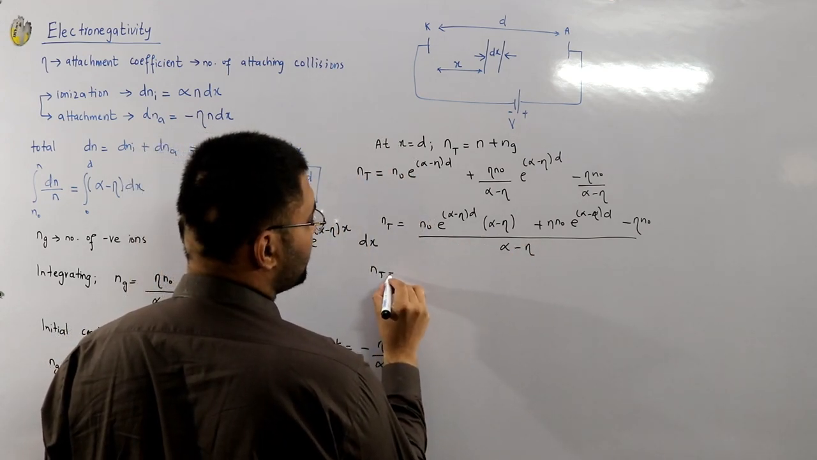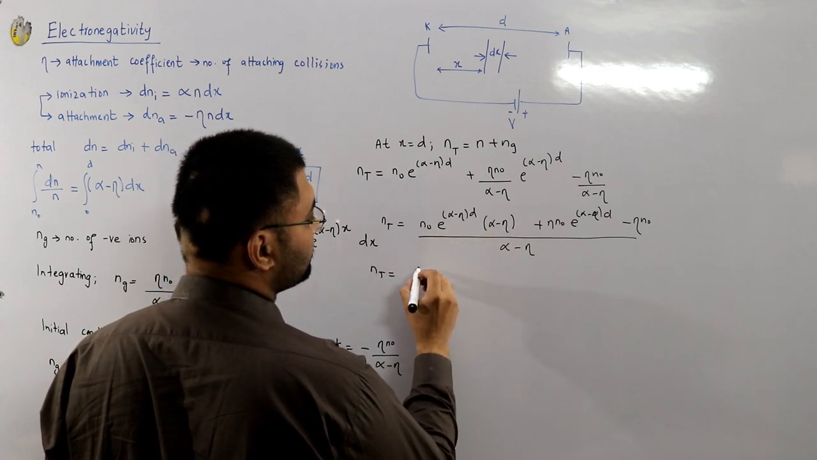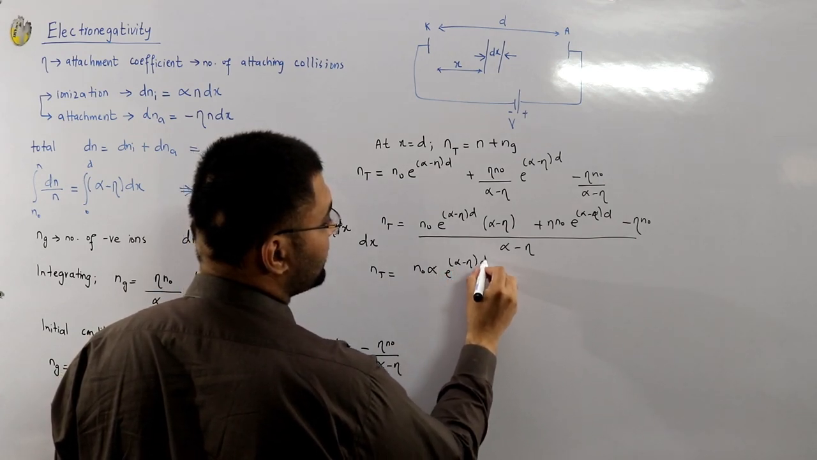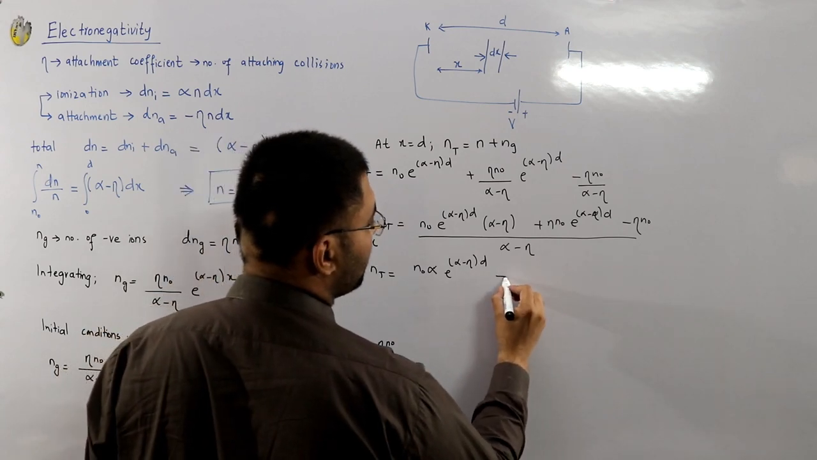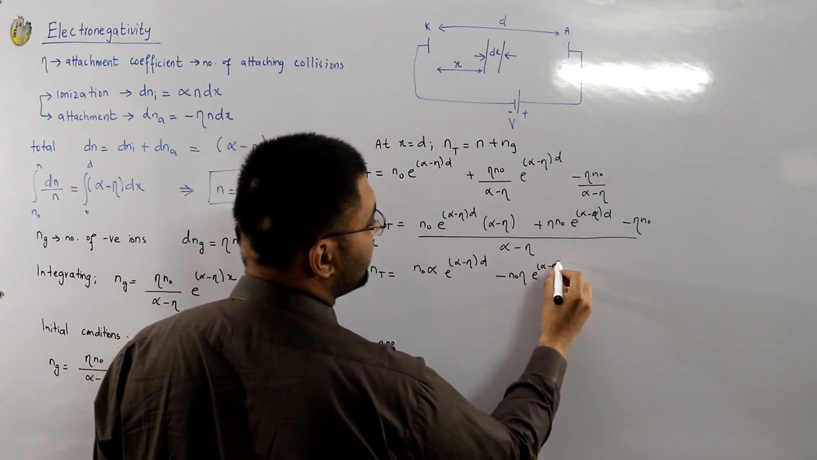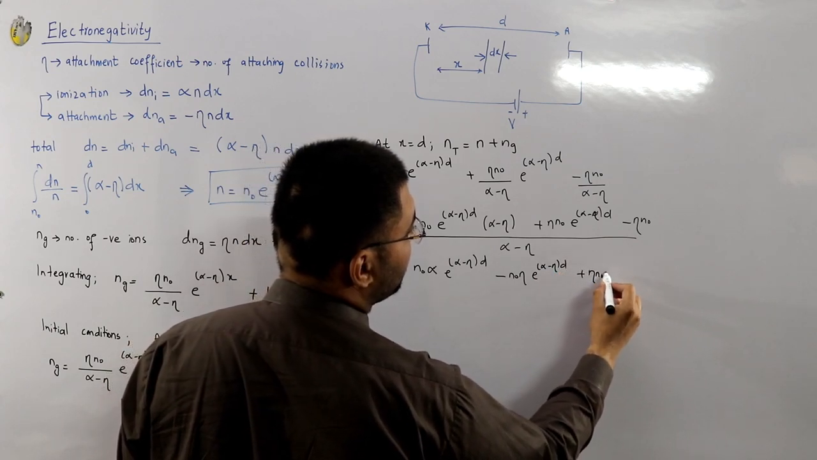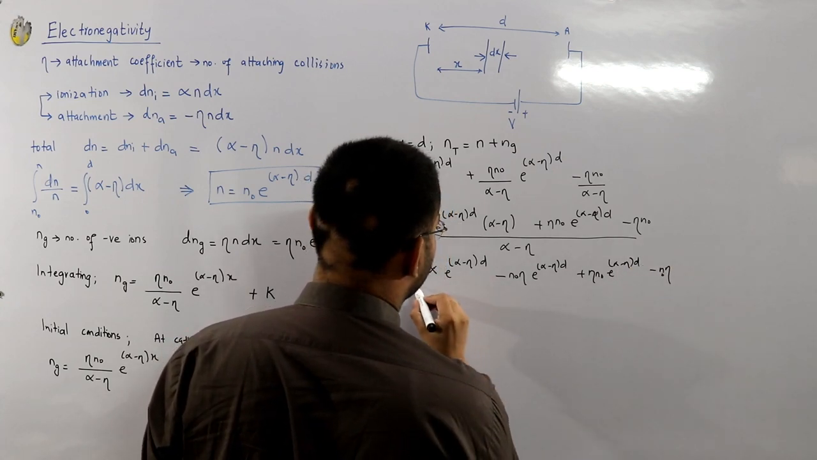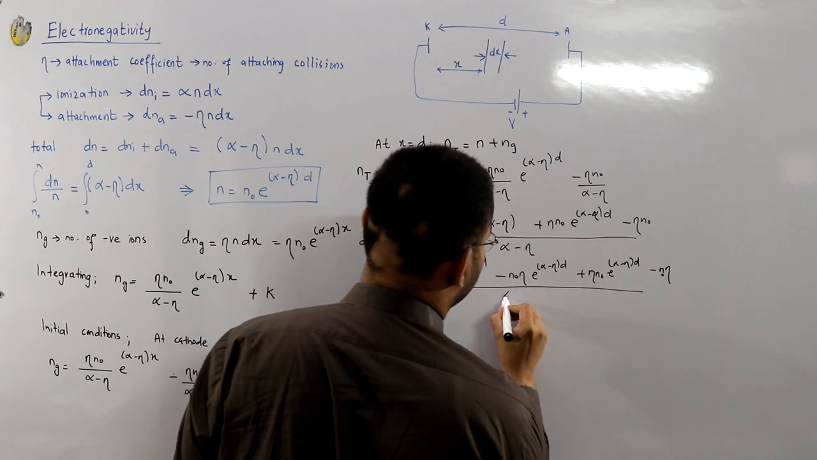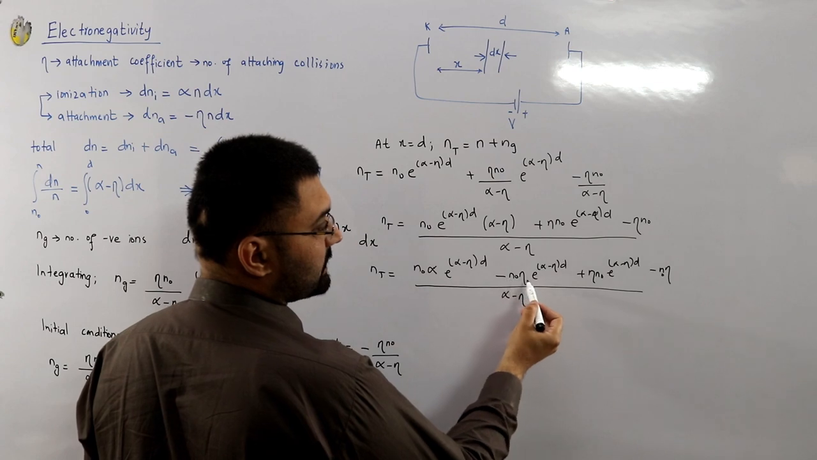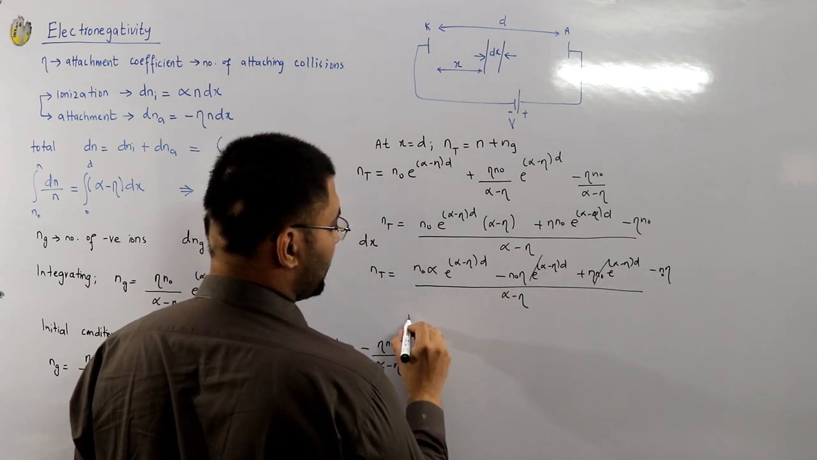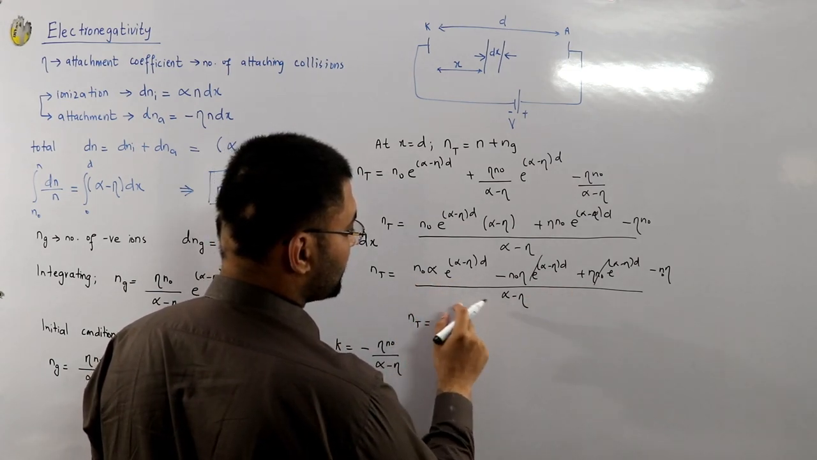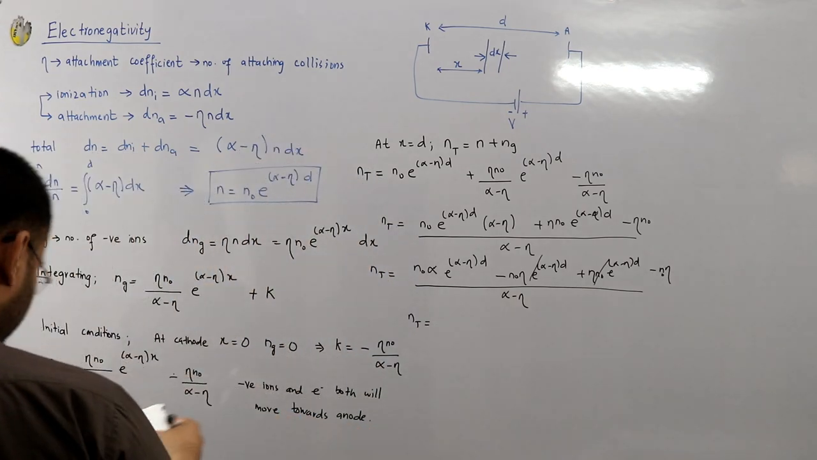Open this thing up. Nt is equal to, multiply this with an alpha, N naught alpha exponential of alpha minus eta into d, then minus N naught eta exponential of alpha minus eta into d, then plus eta N naught exponential of alpha minus eta into d minus N naught eta, whole divided by alpha minus eta. So minus N naught eta, and this thing cancels out. Nt comes out to be what? I could take N naught as common. Has the book taken it as common?